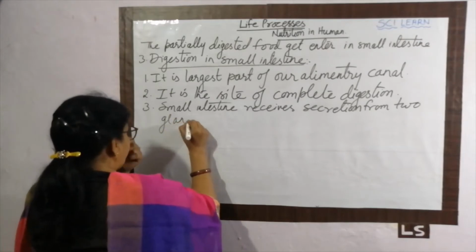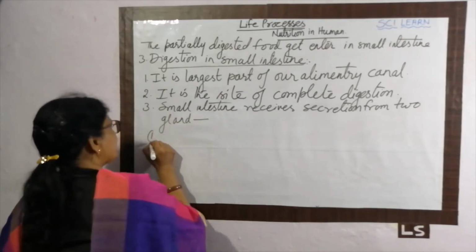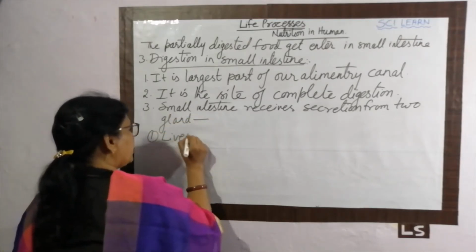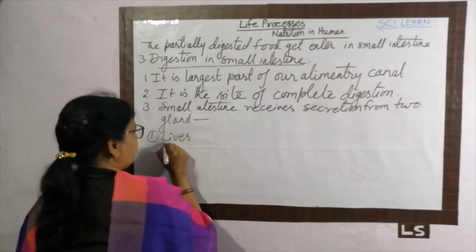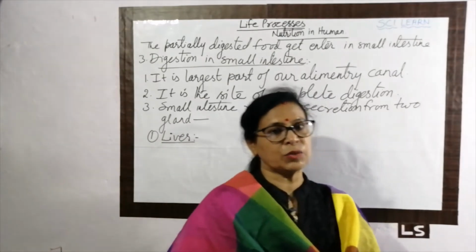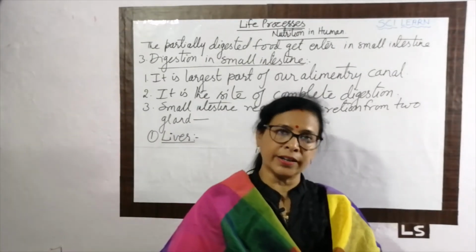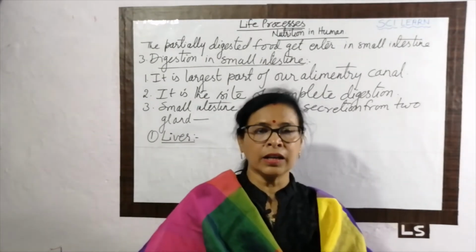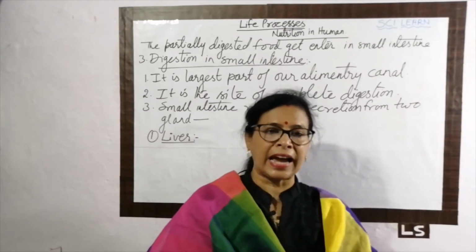We have to study it separately. Both are important. First is the liver. Liver is the largest gland in our body. It is made up of 5 lobes. Liver consists one organ that is called the gallbladder.